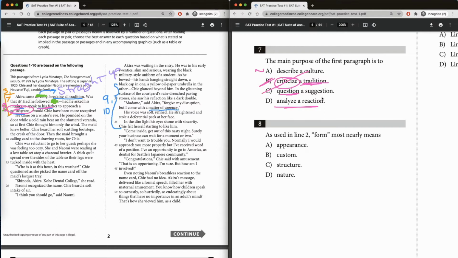Analyze a reaction. Well, what's the reaction here? There's no reaction mentioned. We just knew that, oh, would that person have been more receptive? So yeah, a reaction is mentioned, and this is actually where we'd have to be careful with the whole partial thing. Because yeah, a reaction is mentioned because would this person have been more receptive? So that hints at maybe this person who's the mother of Naomi. So maybe Chia wasn't as receptive. But is it analyzing it? Because it just threw it out there as a statement. So it's not analyzing it, which then leads to option number 1. It's simply a description of a culture.